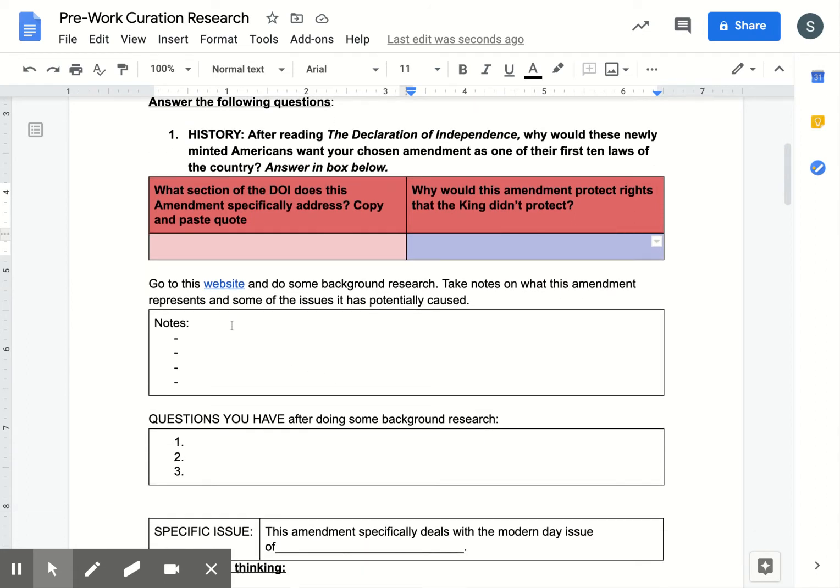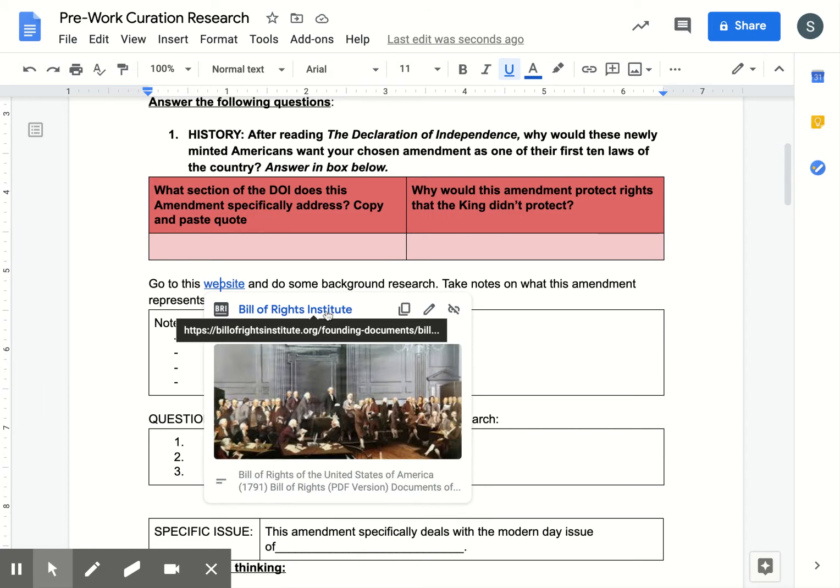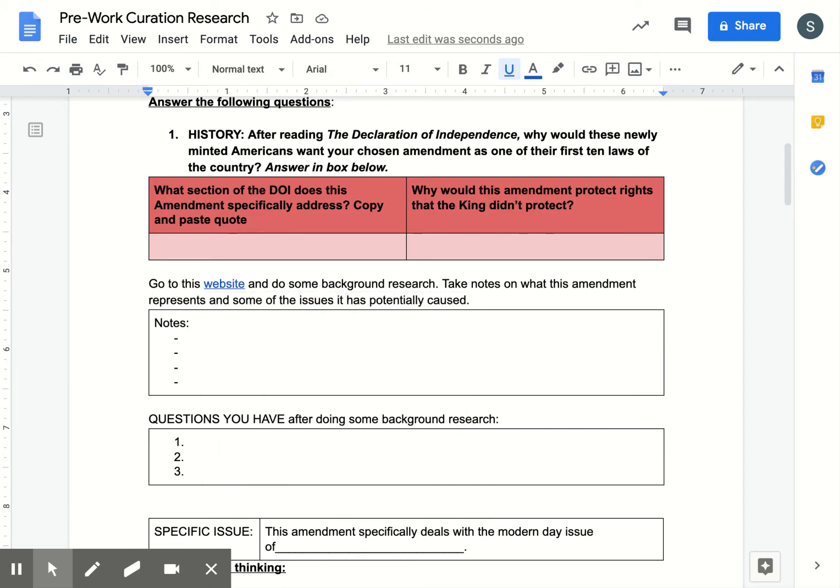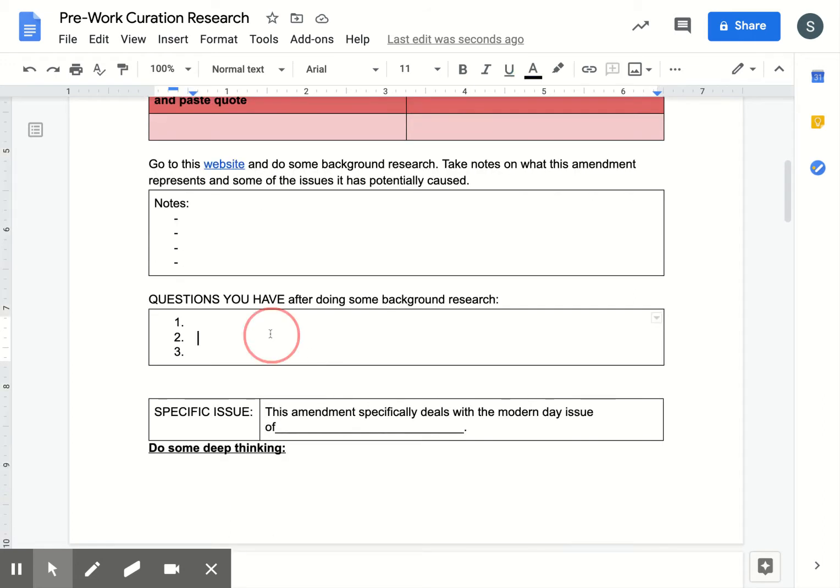The second thing you'll do is go to the website to do some background research. Take notes on what this represents. Write down any questions that you have. If you're confused about something, or if you wonder if this amendment deals with a particular social issue that's going on today, write that question down and try answering it through online research.